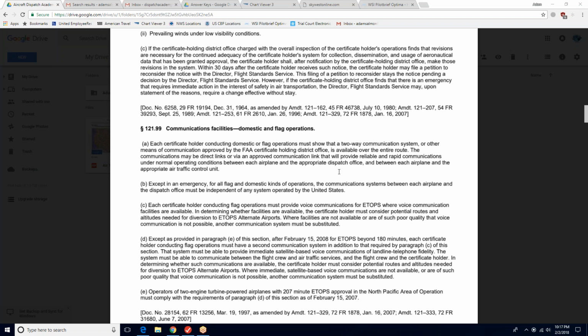So the other problem here as well is when a crew, so it goes both ways. If a dispatcher sends them a message, the plane needs to respond usually within 4 to 5 minutes to be considered reliable and rapid.